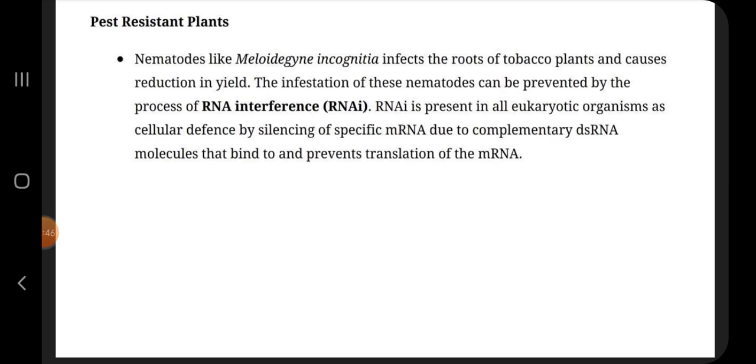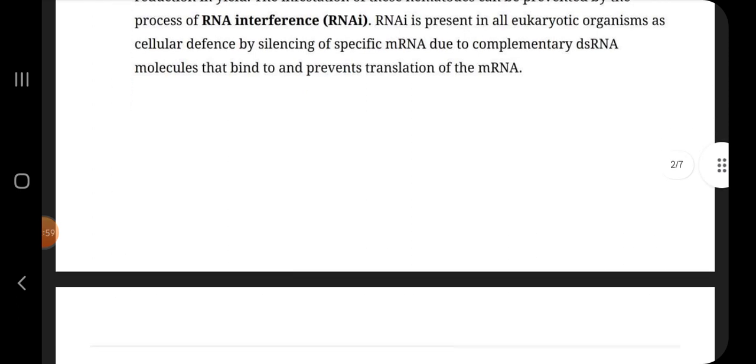Then pest resistant plants: the nematode Meloidogyne incognita infects the roots of tobacco plants and causes reduction in yield. RNAi is present in all eukaryotic organisms as a cellular defense, by silencing of specific mRNA due to a complementary dsRNA molecule that binds to it and prevents translation.